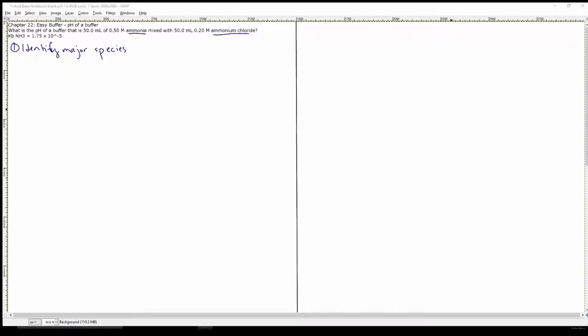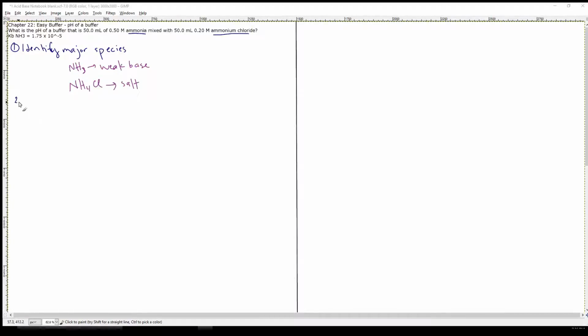Alright, so we are working with ammonia, which we know is a weak base, and ammonium chloride, which we know is a salt, and we know that because we have a cation with an anion.